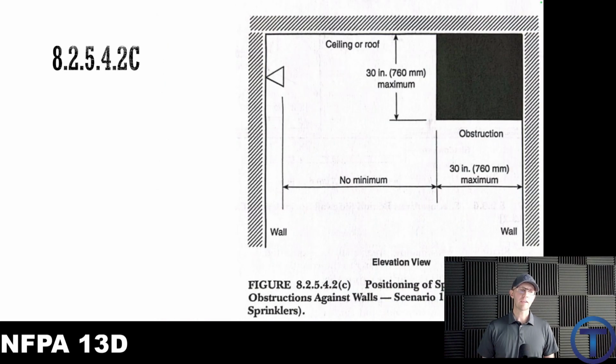Now let's have a look at this figure C for this section, and look at the difference. We have the obstruction on the right, the sidewall sprinkler shooting towards the obstruction on the left, and there's a 30-inch maximum coming down. There's no minimum distance as long as that obstruction is within 30 inches. So if it's not any wider than 30 inches or 30 inches coming down from the roof or ceiling, then it really doesn't matter. We're going to be able to hit it and put it out. Now, if it gets bigger than that, then we've got to start really calculating.